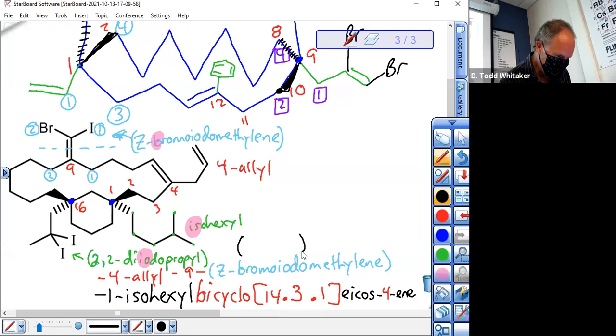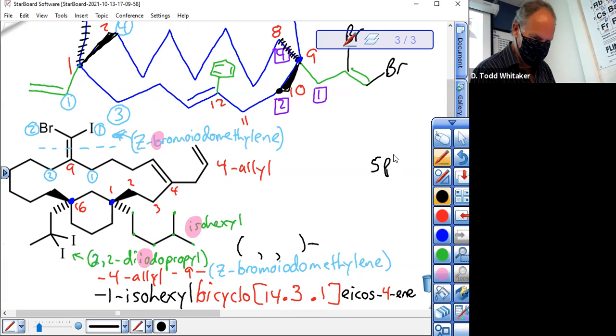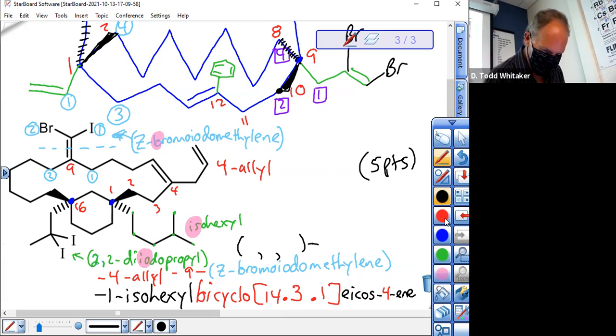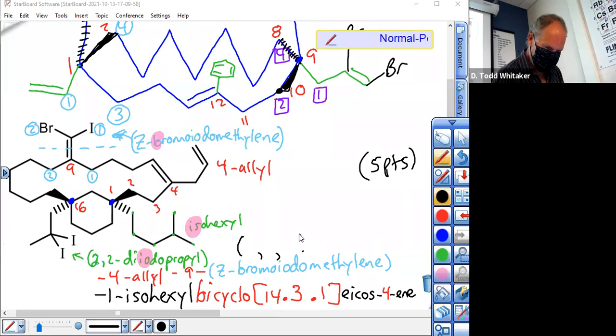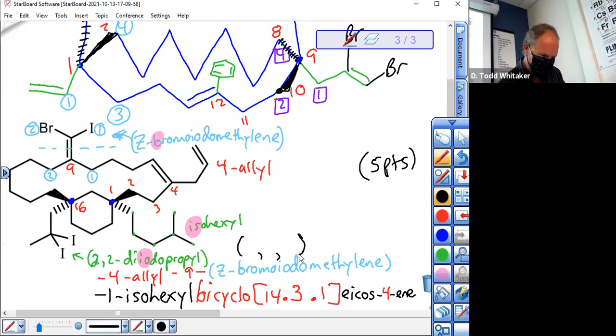It's got 2 stereocenters and a double bond with geometry in the rings. This would also be a 5-pointer. Even if the test says 4 points, this is 5 points. And I can't put the allyl first. Sorry. Get rid of it. I already have it. What happened? Nothing happened. This is the start. We have room in front of 4 allyl for isohexyl? We do. 1 isohexyl.